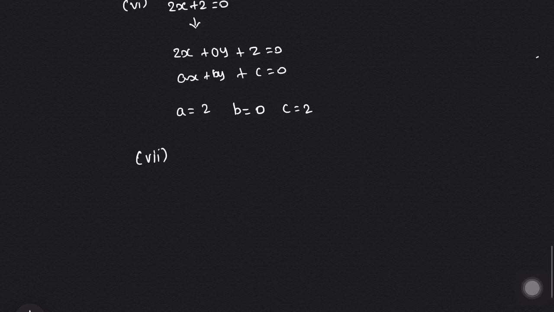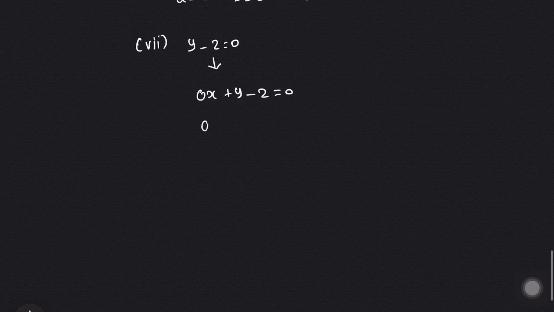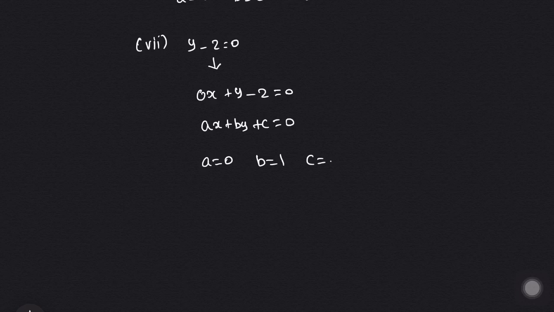Then the seventh one: y - 2 = 0. In this question the x term is missing, so 0x + y - 2 = 0. Comparing with the general equation ax + by + c = 0, the value of a = 0, b = 1, and c = -2.